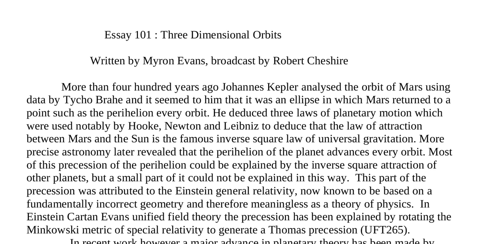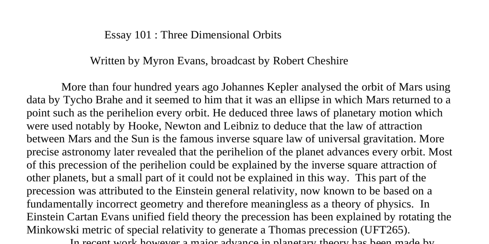gravitation. More precise astronomy later revealed that the perihelion of a planet advances every orbit. Most of this precession of the perihelion could be explained by the inverse square attraction of other planets, but a small part of it could not be explained in this way. This part of the precession was attributed to the Einstein General Relativity, now known to be based on a fundamentally incorrect geometry and therefore meaningless as a theory of physics.